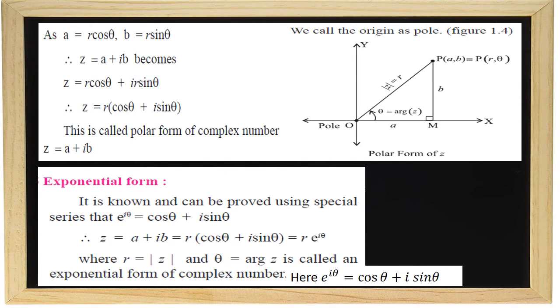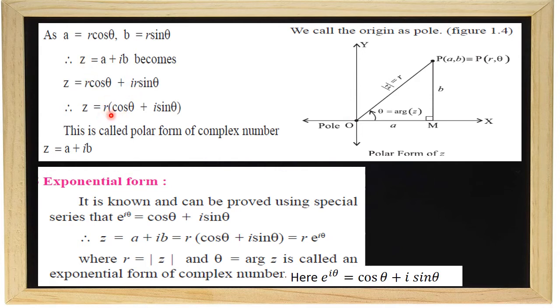In the polar coordinate system, the origin O is called the pole. As we know from the definition of argument or amplitude of a complex number, a is equal to r cos theta and b is equal to r sin theta. Therefore, z is equal to a plus ib becomes z is equal to r cos theta plus i into r sin theta. So r is common in both the terms. Taking it out, we get r into cos theta plus i sin theta.